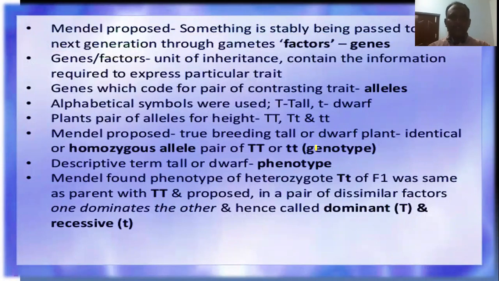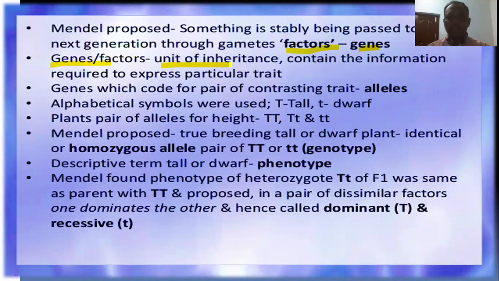Based on his experiment, Mendel proposed that something is stably passed from parents to the next generation through gametes. He called what is transferring factors. But now we call that factor a gene. Mendel called them factors. So genes or factors are nothing but the unit of inheritance, the basic unit that contains the information required to express a particular trait.